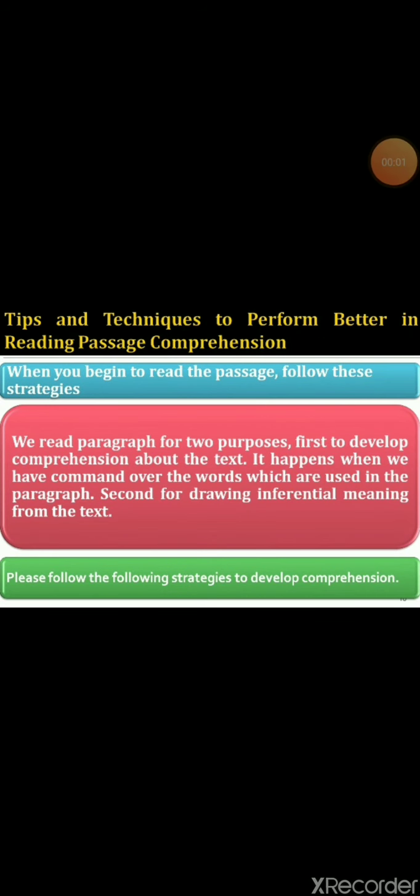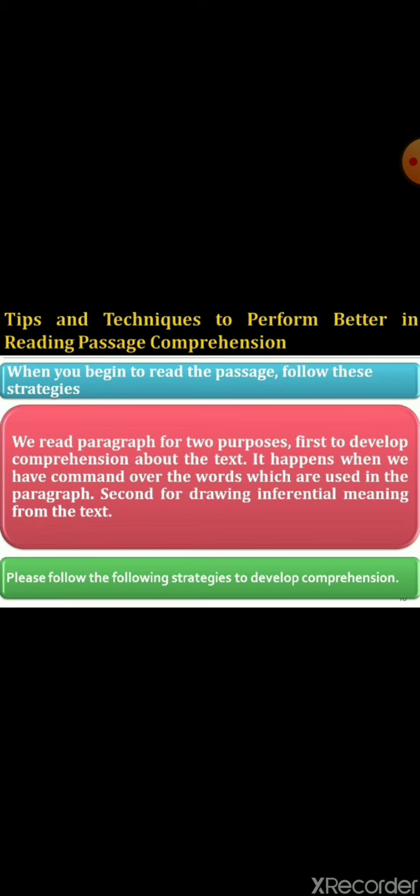I have given you many techniques. Now, how to proceed? Just look at that: tips and techniques to perform better in a reading comprehension passage. When you begin to read the passage, follow these strategies. We read a paragraph for two purposes. First, to develop comprehension about the text, meaning you need to understand. It happens when we have command over the words used in the paragraph. Second, for drawing inferential meaning from the text.